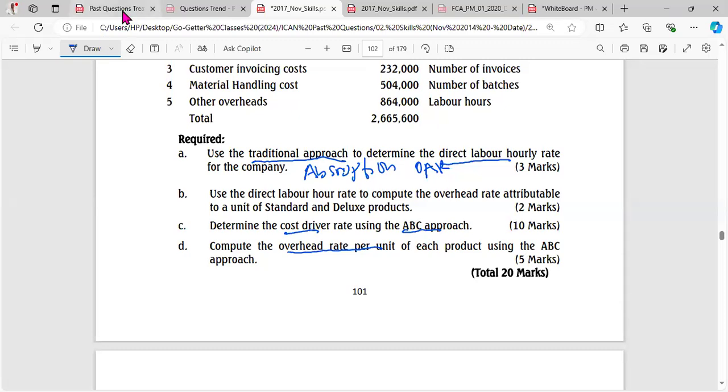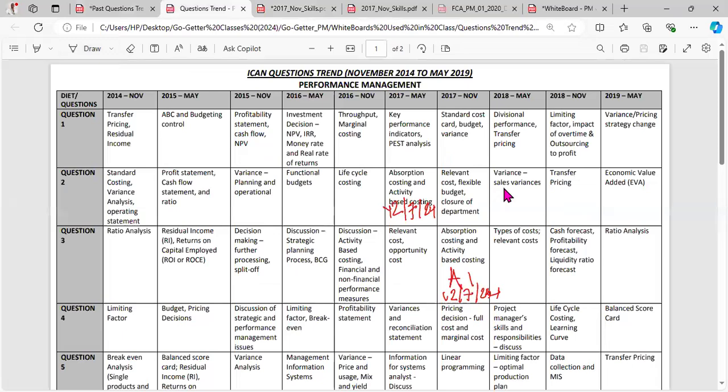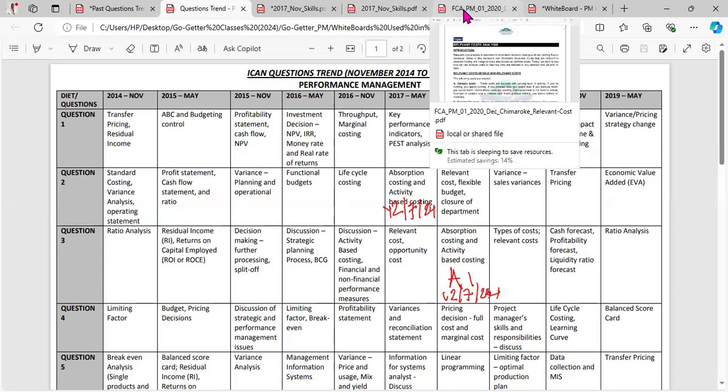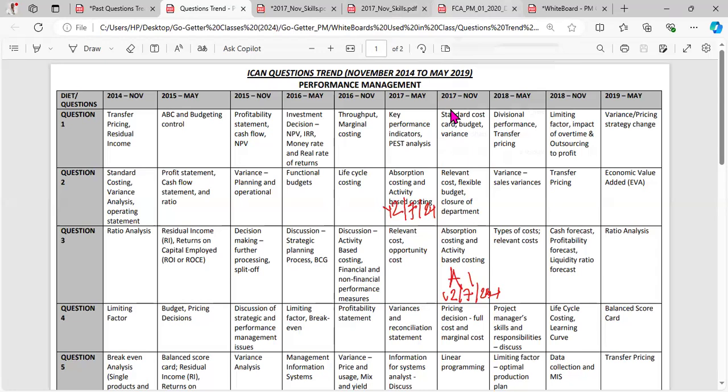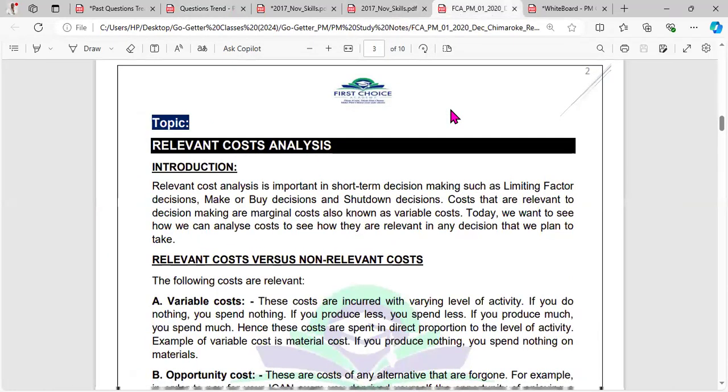So we can go over here now and say that we have actually done this. We've done this, done and dusted. Then this is no longer an assignment. We've done this. So now we'll go for something that we are to do today. And today we are going to be taking something called relevant cost analysis.